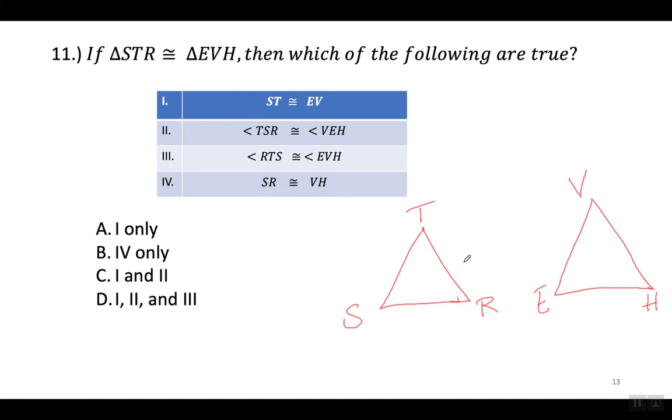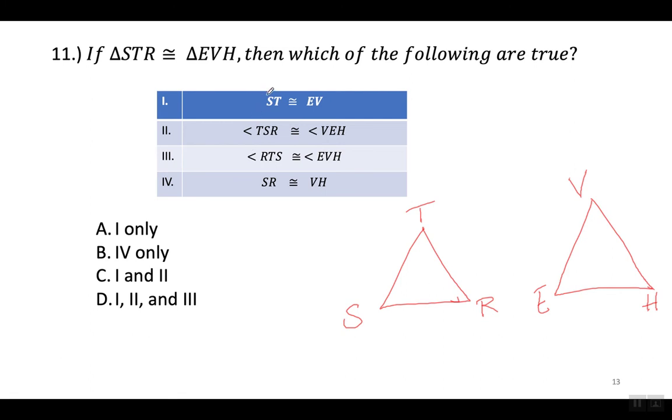Notice that when I drew it this way, STR, I continued the same pattern over here, EVH. The question says that if triangle STR is congruent to triangle EVH, then which of the following is true? Alright, so the first one, it should all be the same color, sorry about that.